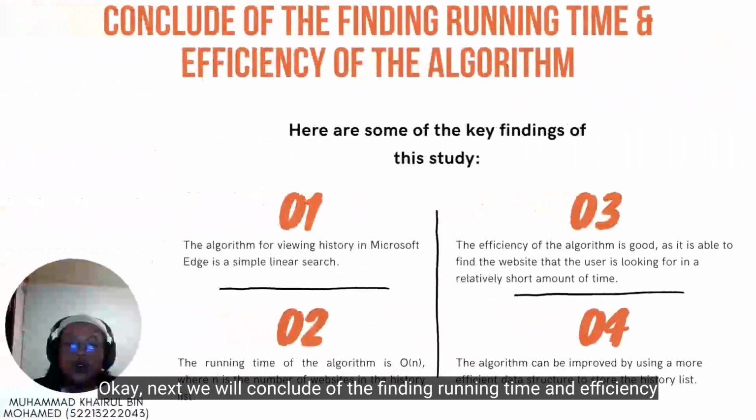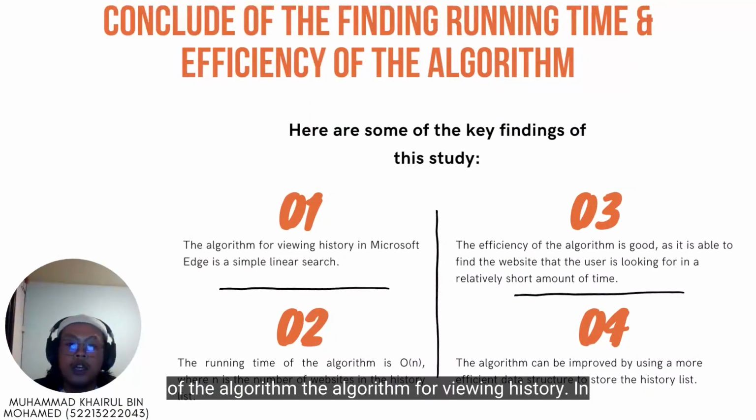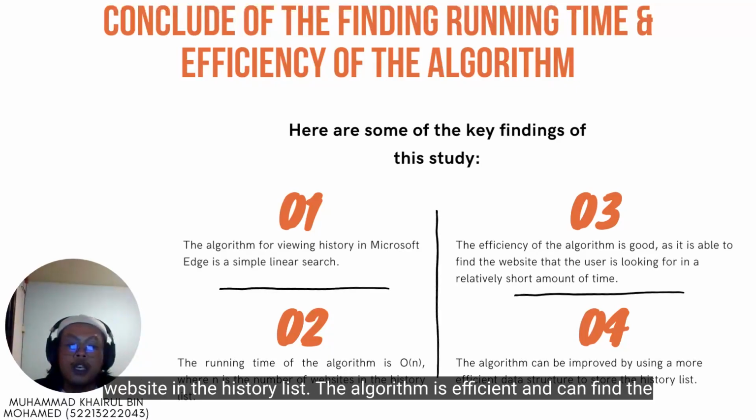Okay, next, we will conclude the findings, running time, and efficiency of the algorithm. The algorithm for viewing history in Microsoft Edge is a simple linear search. It has a running time of linear, where n is the number of websites in the history list. The algorithm is efficient and can find the website that the user is looking for in a relatively short amount of time. The algorithm can be improved by using a more efficient data structure to store the history list.